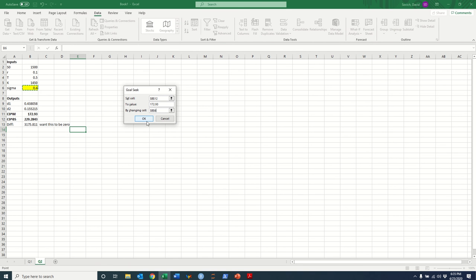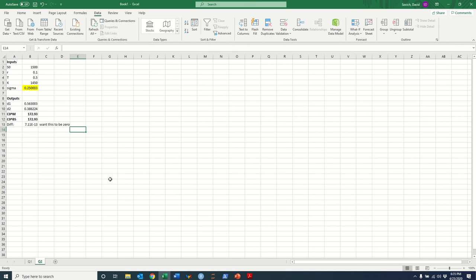And watch this, it's going to solve it right for you if you click OK. Okay, so what does that say? Look at these two, exactly the same, right? And what the sigma is going to be is 25%. So the implied volatility is 25%. Okay, that's one way to do that.